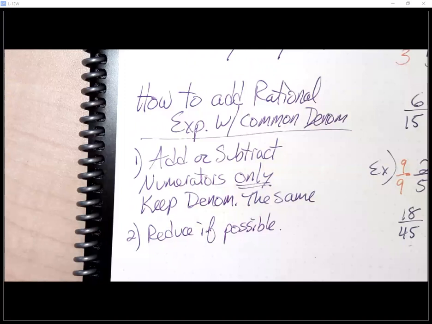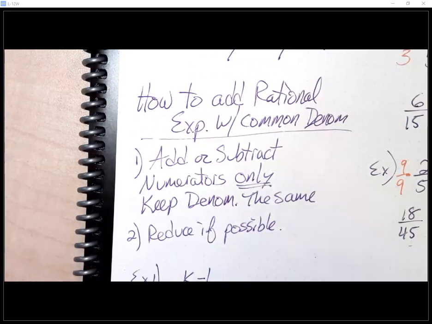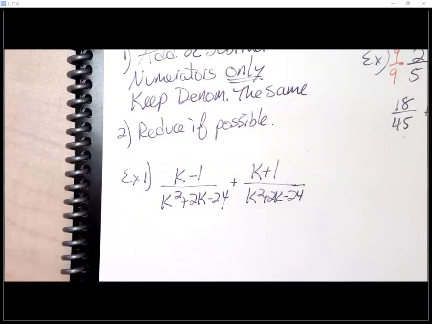So if you look at the worksheet that I gave you, looks like 1 through 12, they're all the same denominator. So let's just do the first one together. I'm going to rewrite it on here, but you could do it on your sheet if you wanted. So the first one says k minus 1 over k squared plus 2k minus 24. And we're going to add to that k plus 1 over k squared plus 2k minus 24. So lucky me, I already have common denominators. It's already ready to go. So I'm literally just adding the numerators together.